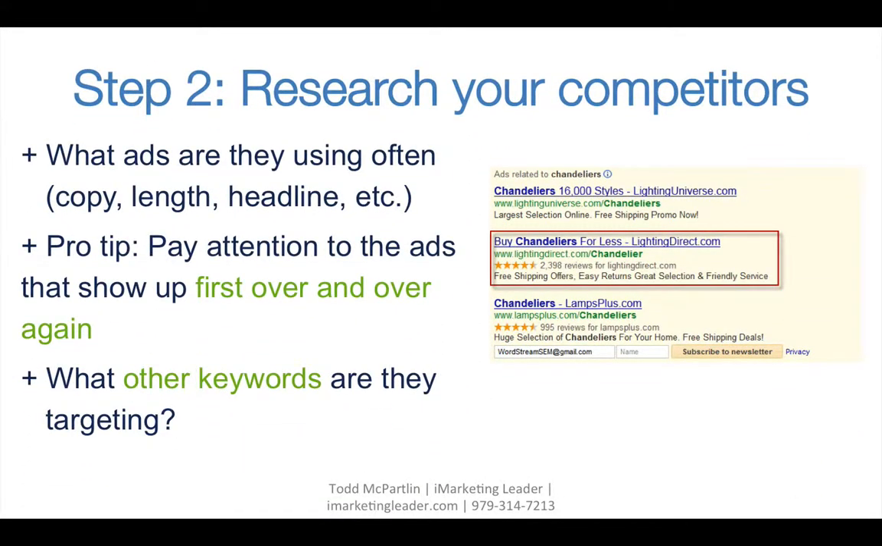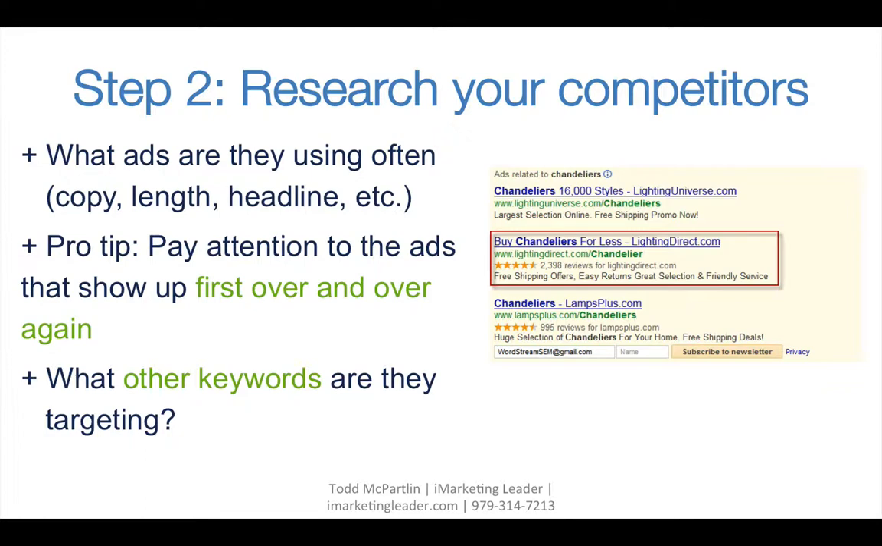Step 2, that was all in step 1. Step 2 is research your competitors. What ads are they using? How often are they showing up? The copy, which is the ad words, the length of the ad. Sometimes less is better, sometimes more is better. The headline. You want to look for all those different ones of what your competitors are doing, and you don't want to copy them, but you want to imitate what they're doing.